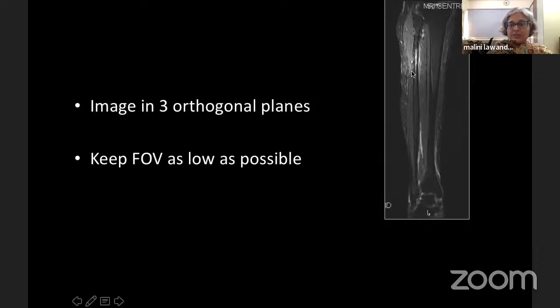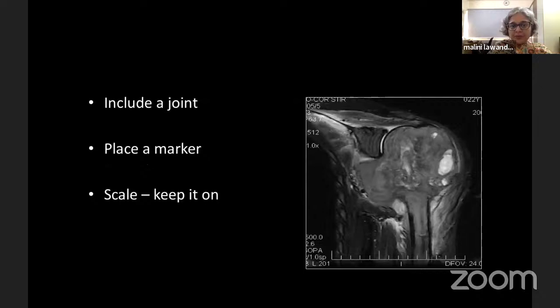After this sequence, because when you start the scan, in a child, the entire leg is painful. But after that, you need to reduce the field of view and make sure you're concentrating on this area. Otherwise, if you still do it with a large field of view, the spatial resolution is poor and you can't make out the finer details. So this is something we all need to keep in mind. You image in three orthogonal planes. You always include a joint because sometimes you end up getting a scan of just the mid tibia.